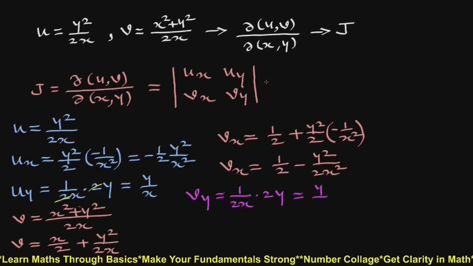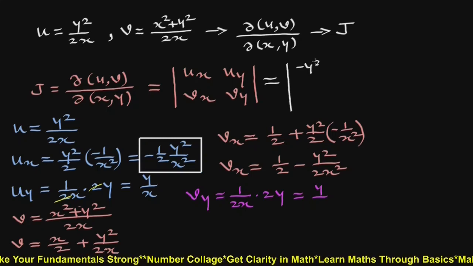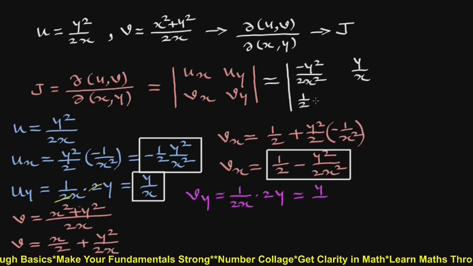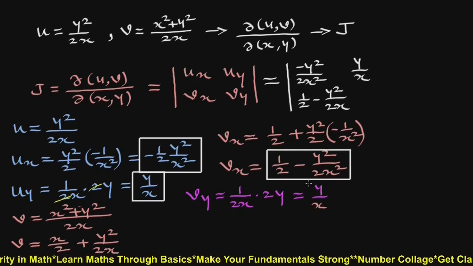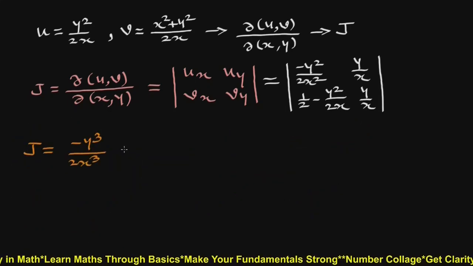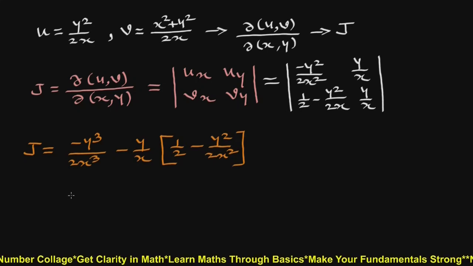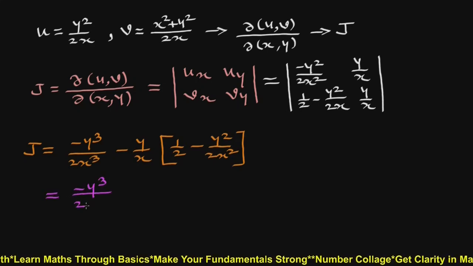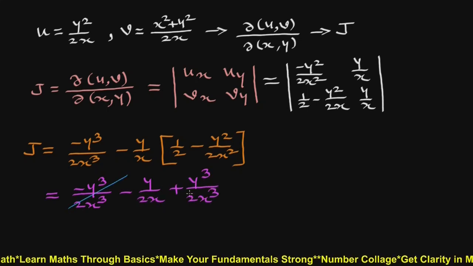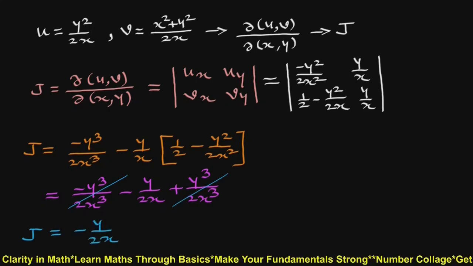And vy will be 1 upon 2x into 2y, which is y upon x. So this Jacobian J will become determinant ux, minus y square upon 2x square, uy, y upon x, vx, half minus y square upon 2x square, and vy, y upon x. So J will be minus y cube upon 2x cube minus y upon x into half minus y square upon x square. This will be minus y cube upon 2x cube minus y upon 2x plus y cube upon x cube. Cancelling these two terms, we have Jacobian J equals minus y upon 2x.